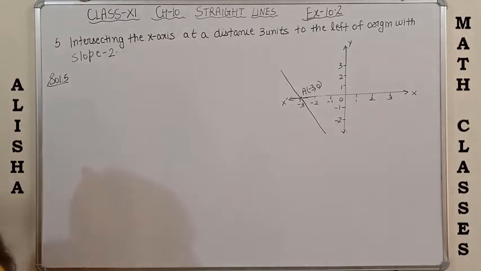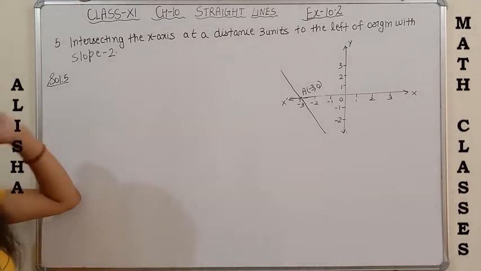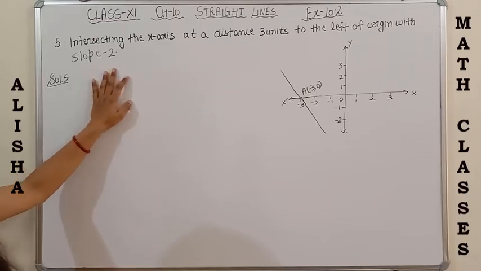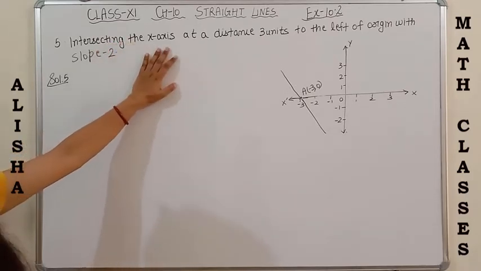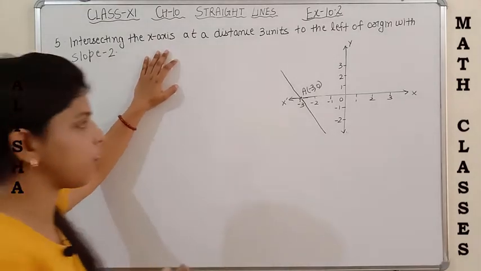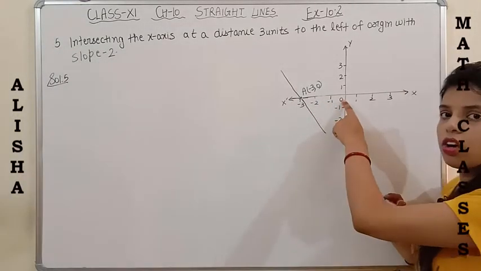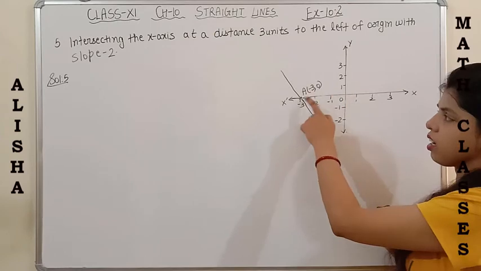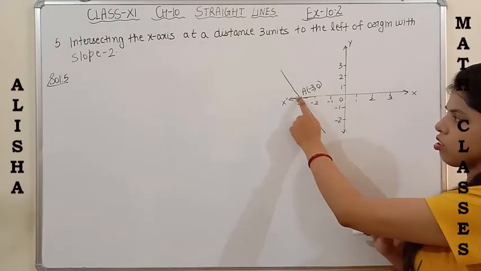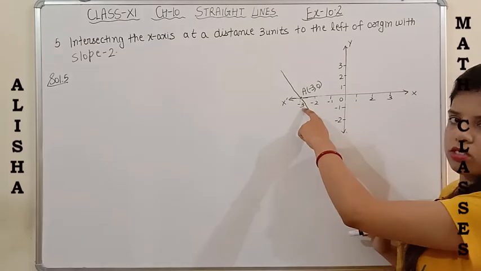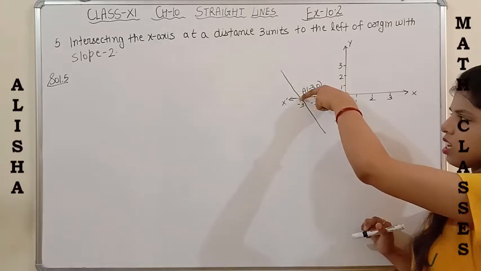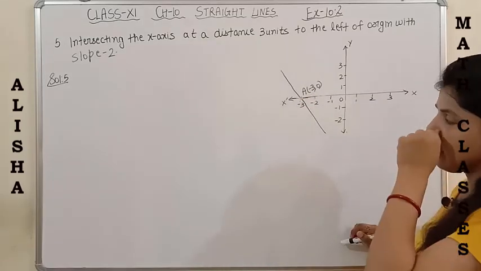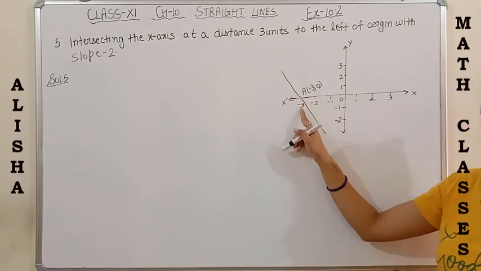So students, next is question number 5, in which we are given a line intersecting the x-axis at a distance of 3 units to the left of the origin with slope minus 2. First of all, see here, the line is intersecting the x-axis at a distance of 3 units to the left. Now all of you know that this is the origin, and the left side is this one, the right side is this one. Now this line is cutting at a distance of 3 units to the left of the origin. So that means this line is passing through the point minus 3 comma 0, because the distance is 3 units and this line is cutting the x-axis. So therefore this line is passing through the point minus 3 comma 0.